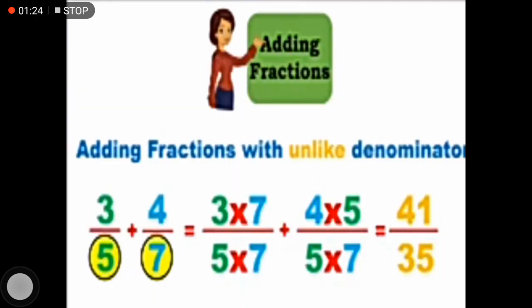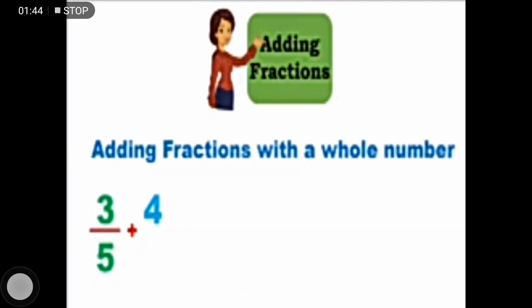3 sevens are 21, 4 fives are 20. So 21 plus 20 will give you 41. Similarly, in the denominator, 5 sevens are 35. Both the numbers are 35 in the denominator, so we are going to write them only once. Now this is the solution of the fractions with different denominators.